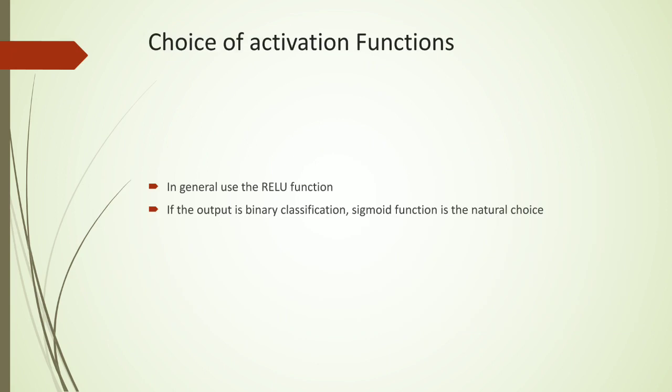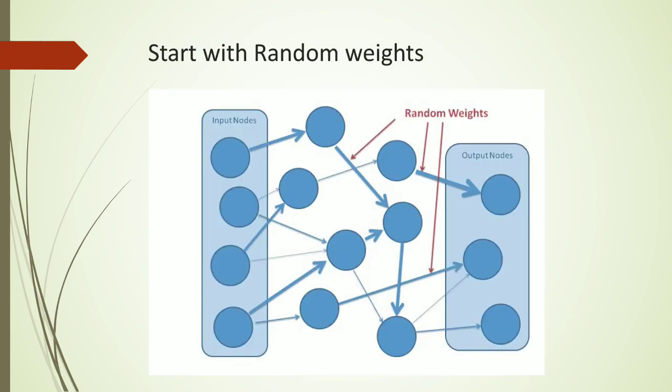Choice of an activation function. A difficult question. In maximum cases, the general choice of an activation function is the ReLU function. But if the output is binary classification, sigmoid function is the natural choice.